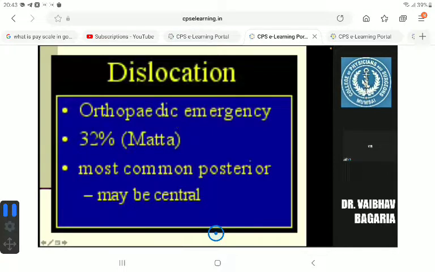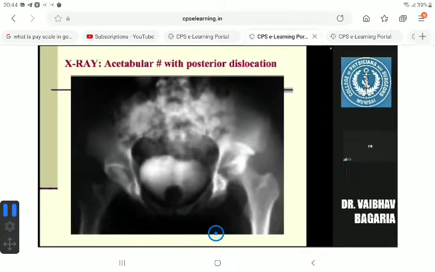Dislocation is considered an orthopedic emergency, and in some series, especially by Matta et al., who were pioneers in acetabular surgery, they had it in 32% of patients. Most commonly, it is the posterior dislocation, as I showed you, going up, and sometimes it may be a central dislocation when the quadrilateral plate is injured. So this is how a posterior dislocation looks. The X-ray is not very good quality, but you can appreciate that on the left side, the femur has dislocated.